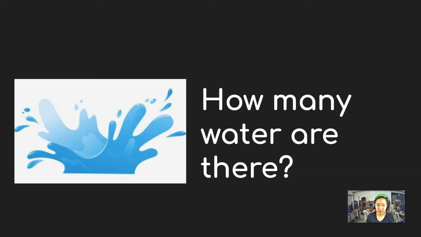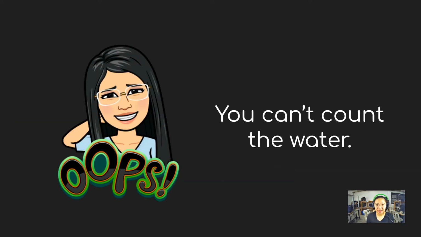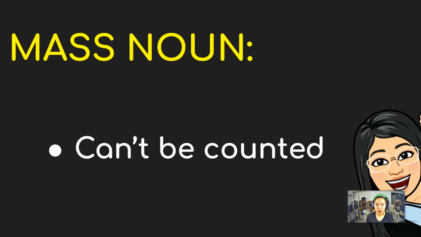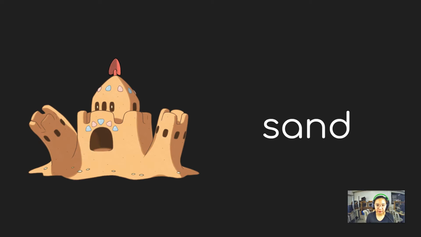Now, how many water are there? Can you count it? Oops, you cannot count the water. It is impossible to count the water. And if you think that it is impossible to count, we are going to call it mass noun. So mass nouns are the nouns that can't be counted. For example, sand. Can you count how many sand are there to make this sand castle?